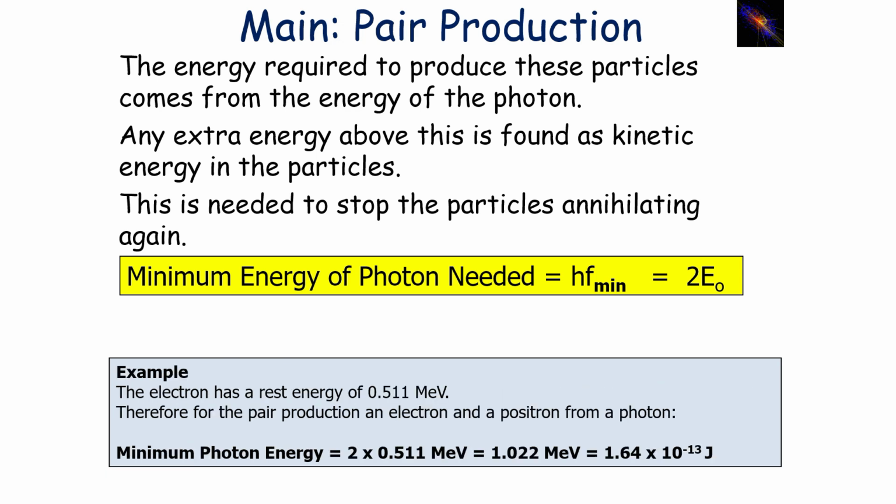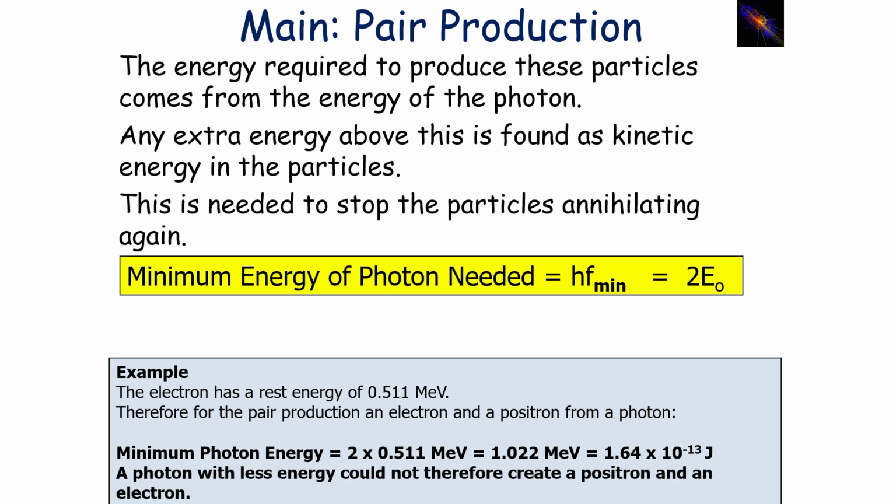So let's take the electron for example. It's got a rest energy of 0.511 MeV. Therefore, for pair production, an electron and positron must form from the photon. So therefore, the minimum energy the photon must have is twice the energy of the electron, which is 1.022 MeV, which is 1.64 times 10 to the minus 13 joules. So a photon with less energy couldn't create a positron and an electron.